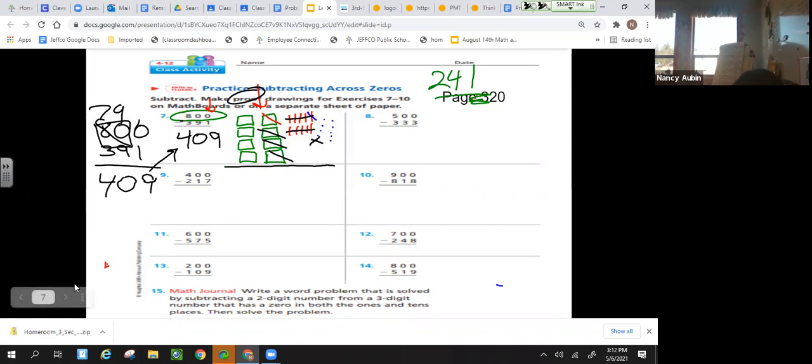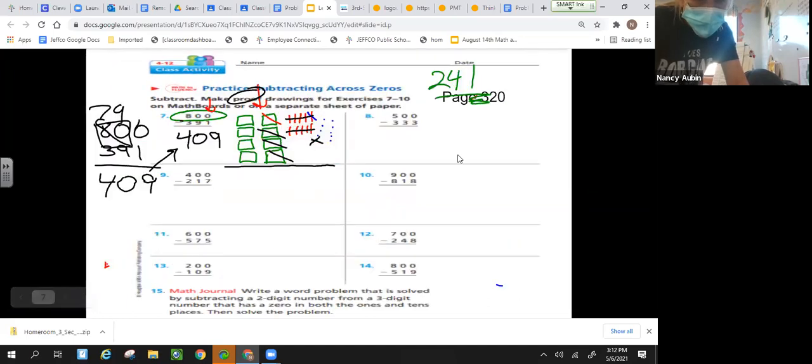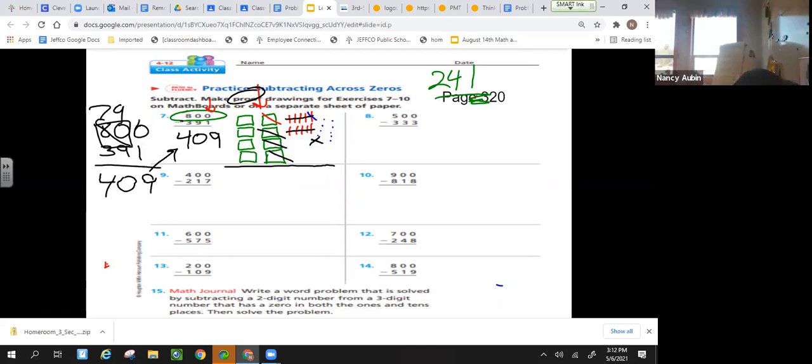Let's try 500 minus 333 with a proof drawing. What am I going to do first, Lucas? Well, I got to make a drawing, right? We're making drawings, sorry. What am I going to draw? Yep, everybody do it. Do it with me. 5 boxes. Let's use blue. 1, 2, 3, 4, 5.